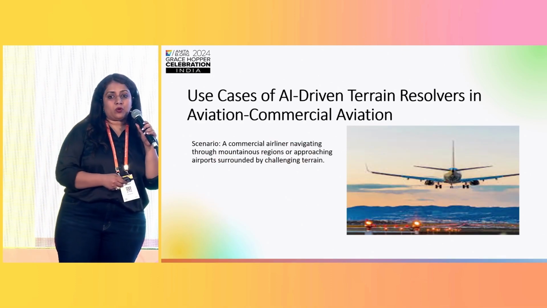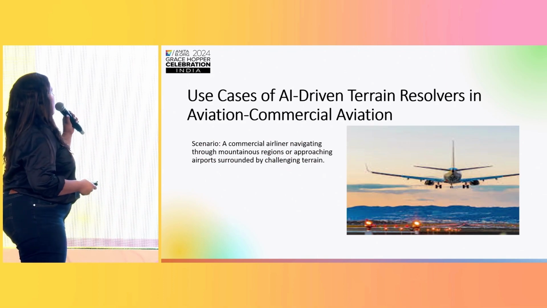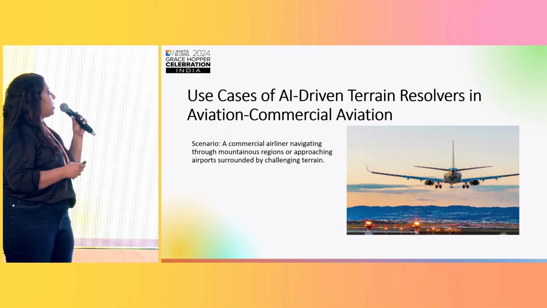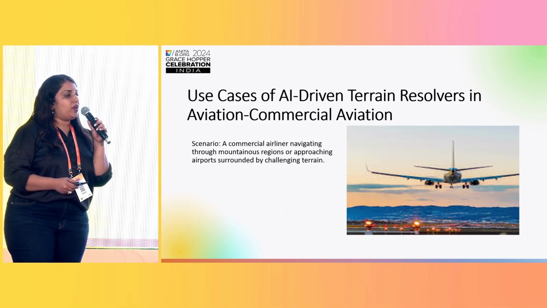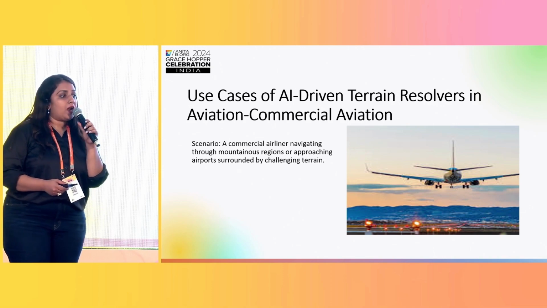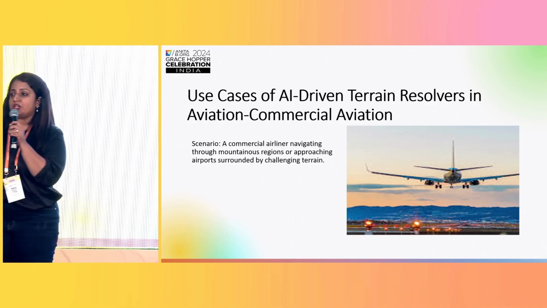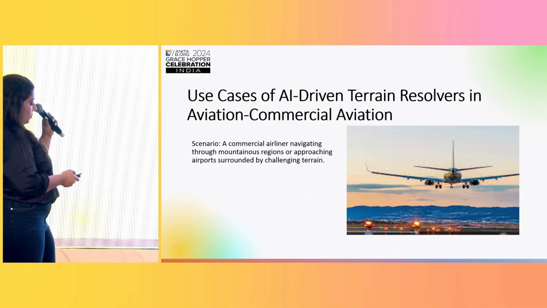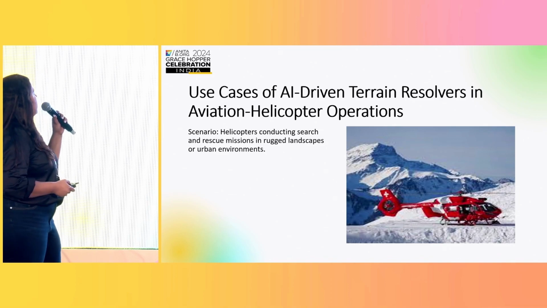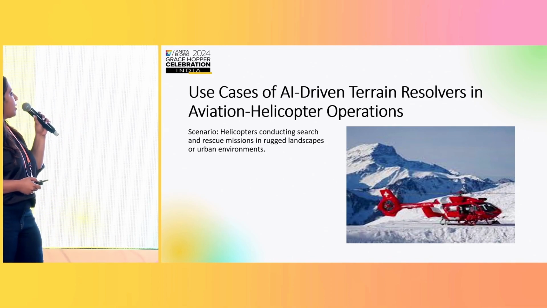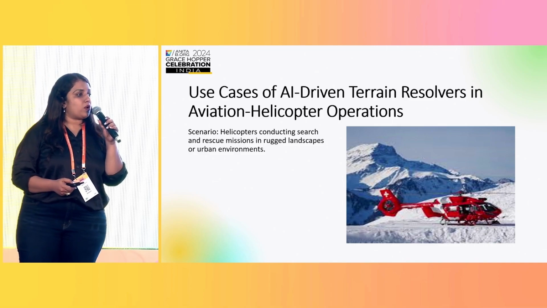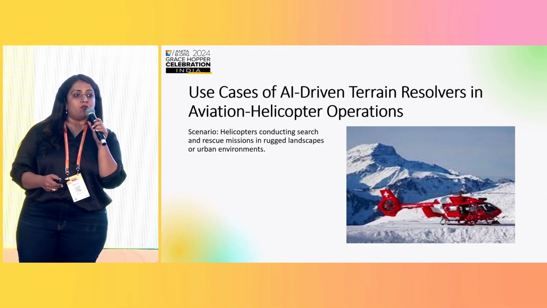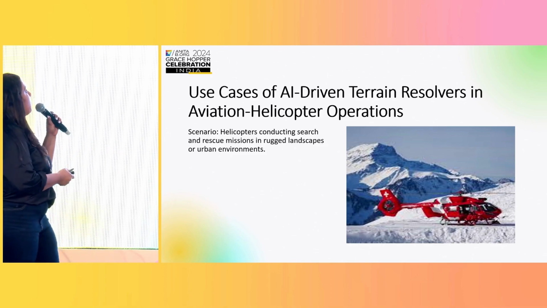So let me take you through all the use cases. The first one is a scenario of a commercial airline navigating through a mountainous region or approaching airports surrounded by challenging terrain. Many of you might be aware of what happened in Mangalore, right? Kathmandu is considered the most dangerous because it is situated between hilly areas. There, it will be effective. The second use case is helicopters conducting search and rescue missions in rugged landscape or urban environments. We know that in the Himalayas, on Everest itself, almost 200 dead bodies are present. In order to recover them, we use helicopters. For that, these terrain resolvers come into the picture.